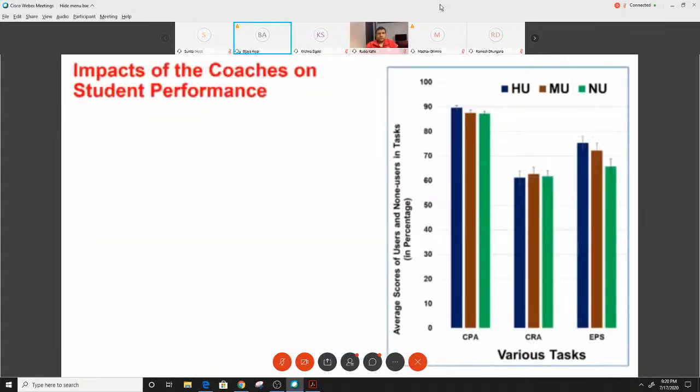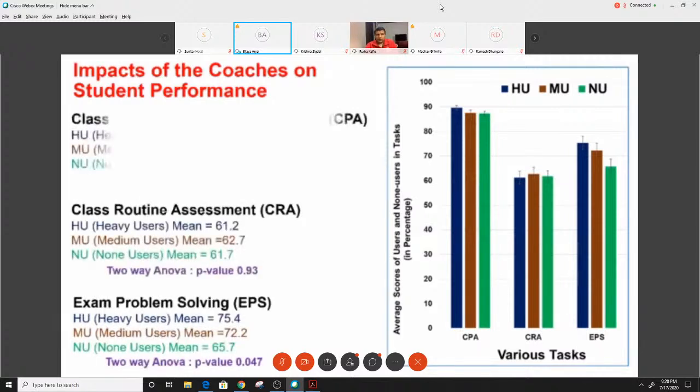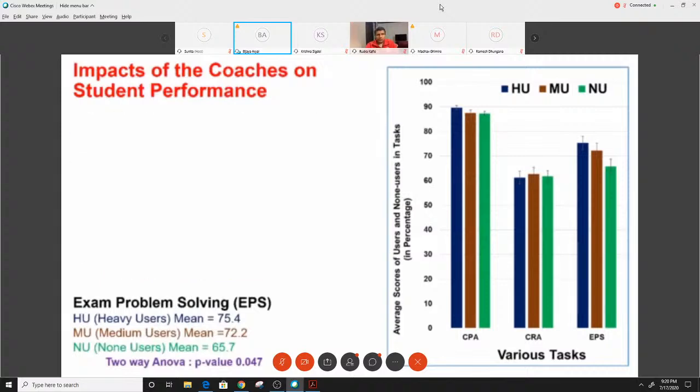As I said before, in a smaller sample size, like 126 students, we had another evidence about this. I wanted to highlight this one. Basically, there was some impact in exam problem solving. If they are heavy users versus non-users, there is a difference in terms of their problem solving performance in exams.